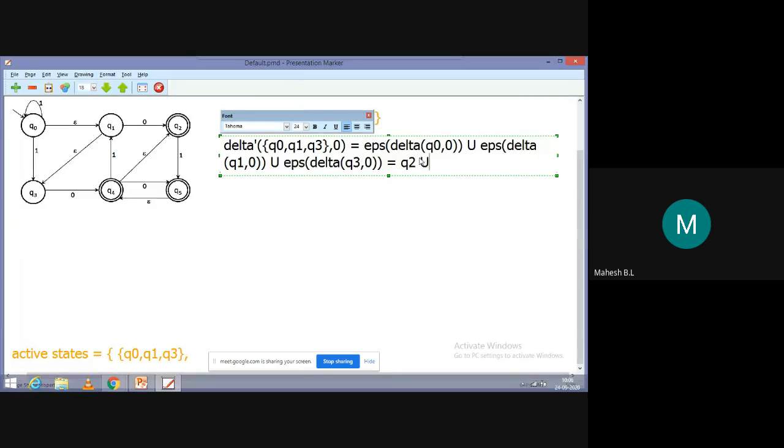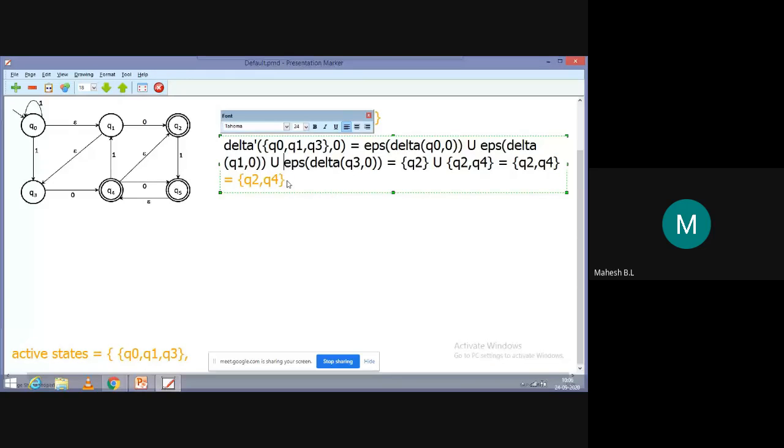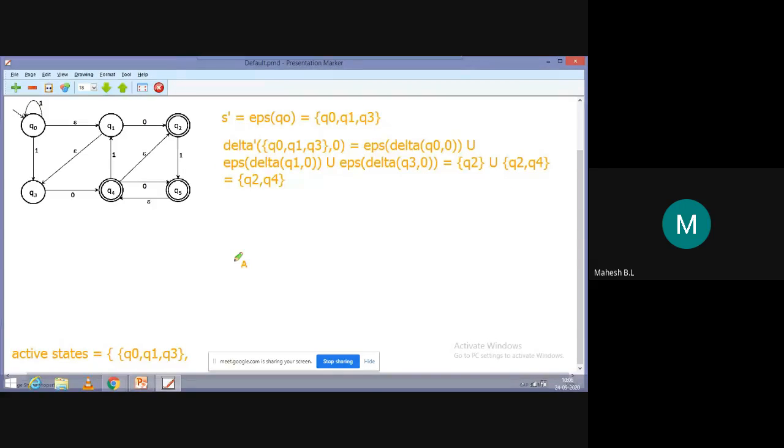So we have q2 union q2 comma q4, which is nothing but q2 comma q4. So this is the new state for the DFSM, q2 comma q4.